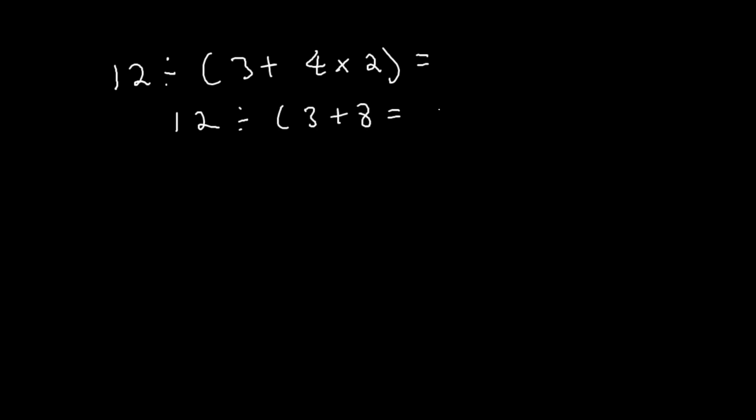Now, what if the problem was written like this, using parentheses? Then this problem will be solved differently. You'll have to solve 4 times 2 first, which reduces the equation. Then you solve 3 plus 8, which gives 12 divided by 11, giving you 1.09. You see, the parentheses made a huge difference. This is correct because you're still applying the rules of PEMDAS.